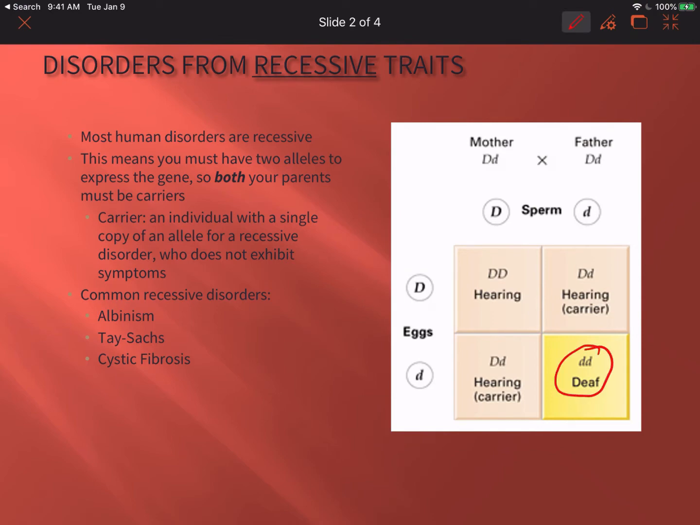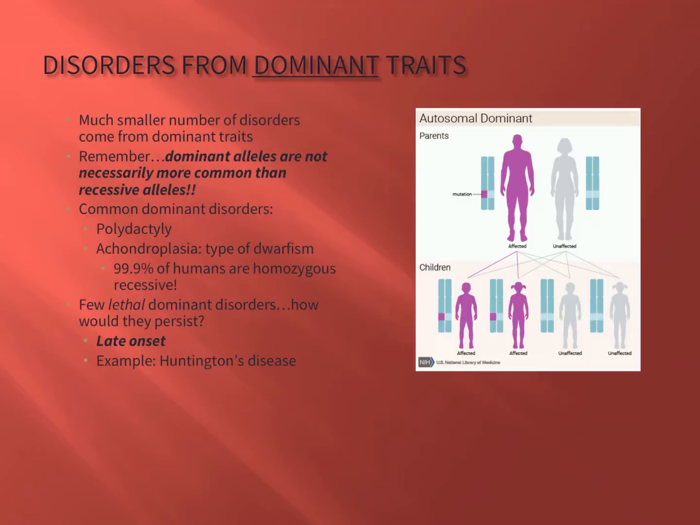And so when you look at this Punnett square here on the right-hand side, you'll notice that there is a 1 in 4 chance, when you have both a mother and a father who are unaffected, of having a child who is completely deaf. And so in this case, both of your parents must be carriers. Some of the most common recessive disorders are albinism, Tay-Sachs, and cystic fibrosis. It also should be noted that most human disorders are actually recessive disorders.